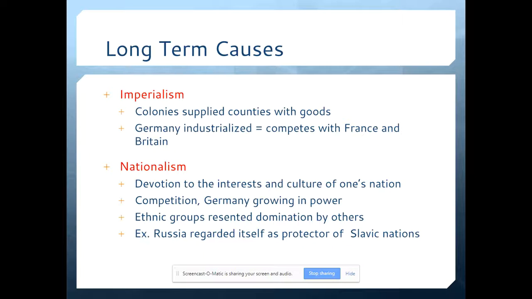And then it also kind of goes along with the different ethnic groups that resent the domination by these huge European powers. And they wanted their own independent nation. So a lot of these ethnic groups look to larger nations for protection, though. And Russia regards itself as the protector of Europe's Slavic people. And so no matter which government they lived under, it didn't matter. Russia was their protector.